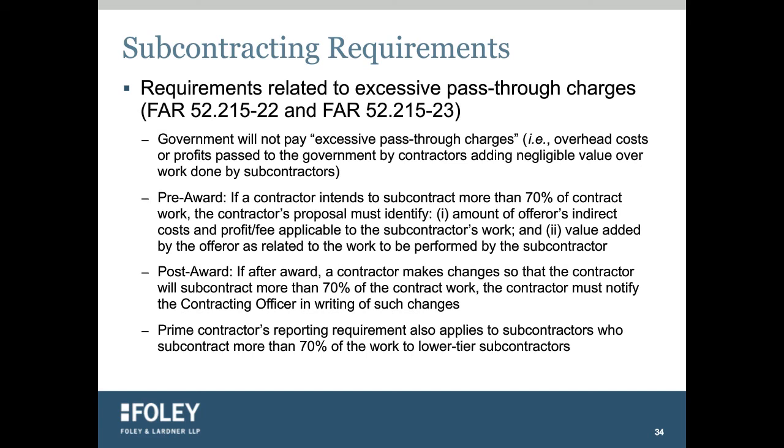Prior to award, if you intend to subcontract more than 70% of the contract work, your proposal has to identify the amount of indirect costs and profits that are applicable to the subcontractor's work and the value that you'll be adding to the subcontractor's work. Also, if you hadn't planned on subcontracting more than 70% of the work before the contract, but during contract performance, you changed the amount of subcontract work so that now you are subcontracting more than 70% of the work, you're required to provide a written notification to the contracting officer of those changes.